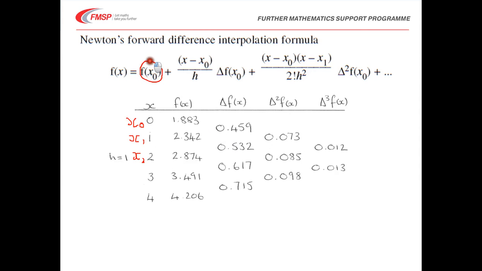Fx0 is that. Delta Fx0 is the first of the first differences. Delta 2 Fx0 is the first of the second differences, and you'd assume that when we get to delta 3 Fx0 we're going to be using that value. Okay, that's the value that we're going to use for the third difference.